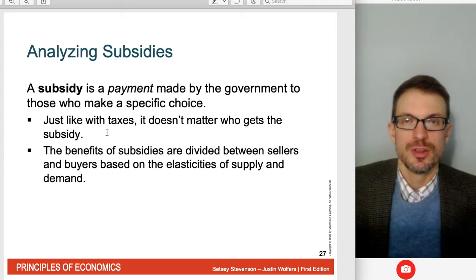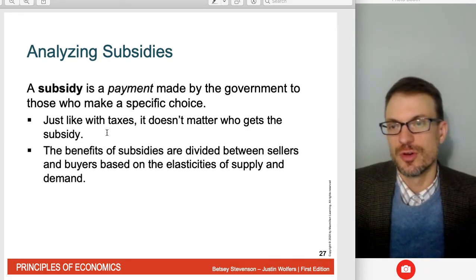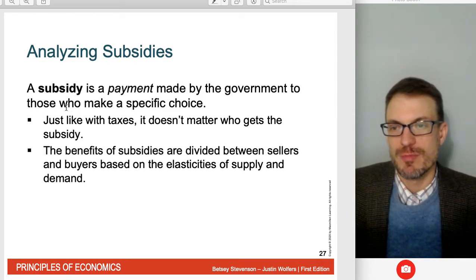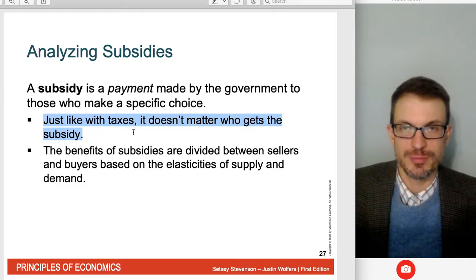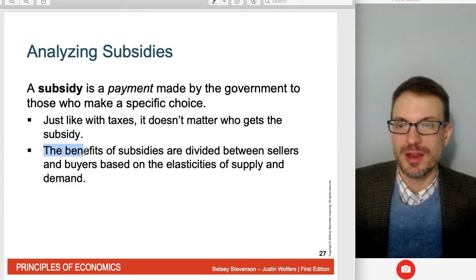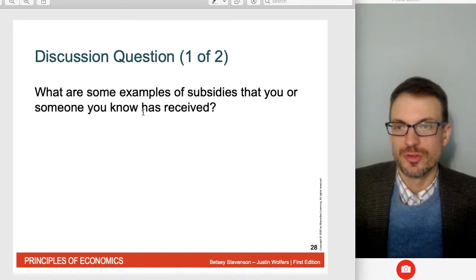All right. Subsidies, next I'll talk about subsidies. They kind of work in reverse of taxes. So a subsidy is a payment made by the government to those who make a specific choice. And just like with taxes, it doesn't matter who gets a subsidy, buyers or sellers. The benefits of subsidies are divided between the sellers and buyers based on the elasticities of supply and demand. So what are some examples of subsidies you or someone you know has received?